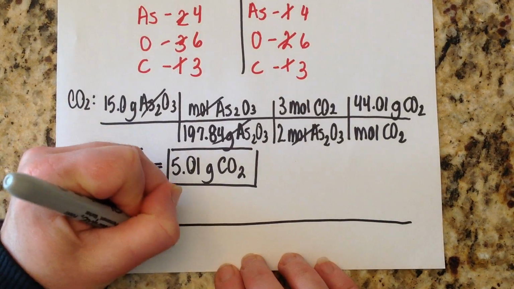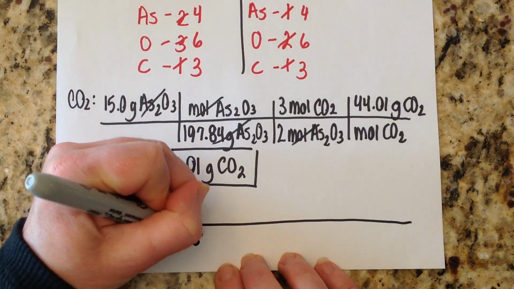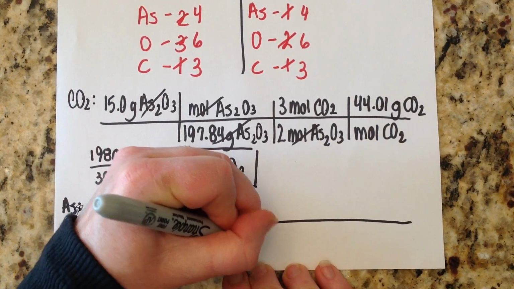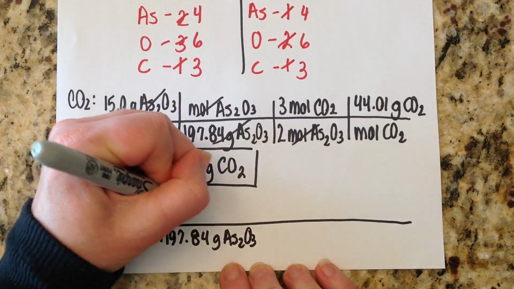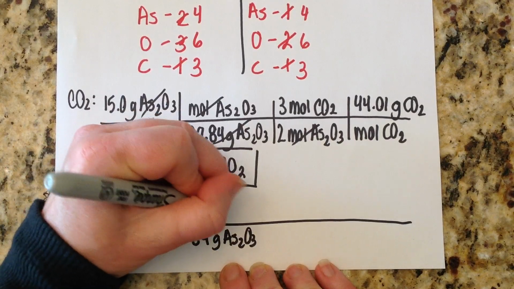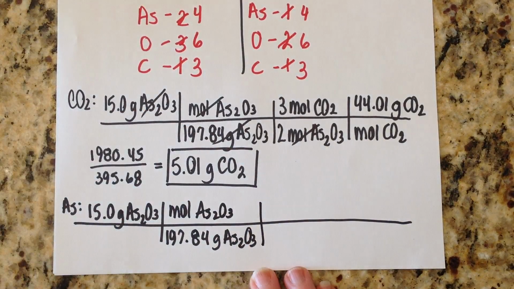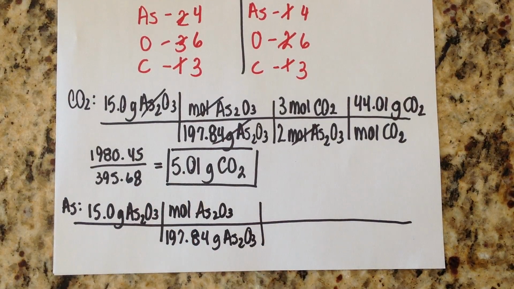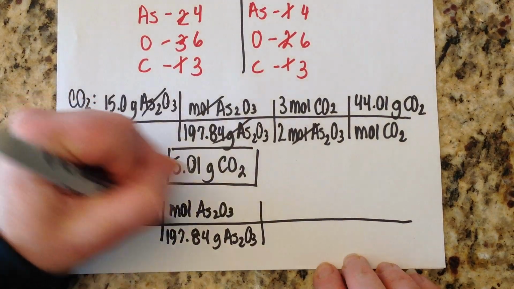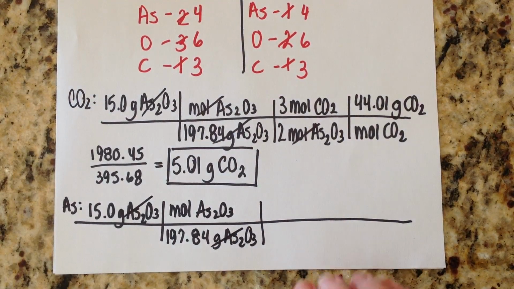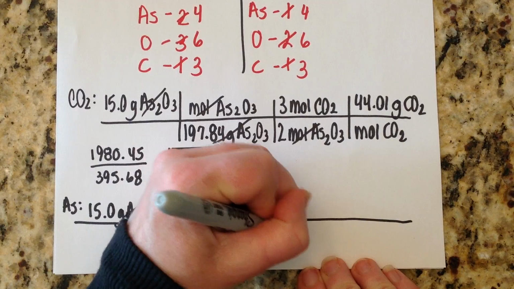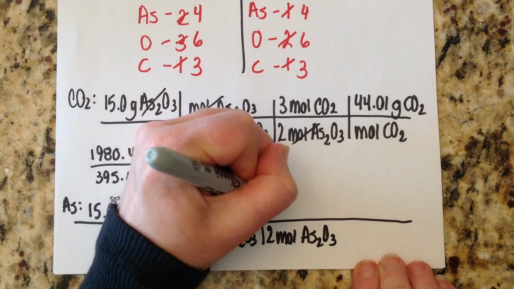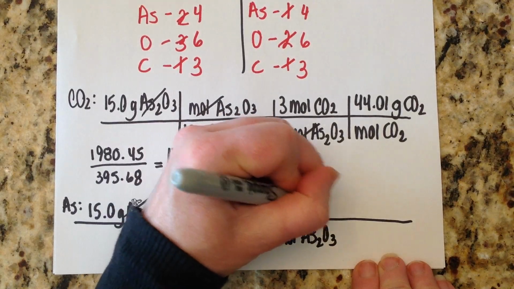There's 197.84 grams of As2O3 per mole of As2O3. I want to point this out again. I know I sound like a broken record, but when you do gram to mole, don't put a number with that word mole. We all know it's a 1. Now that I've got it in moles, I have permission to multiply by the mole ratio. I have 2 moles of As2O3 to every 4 moles of arsenic.